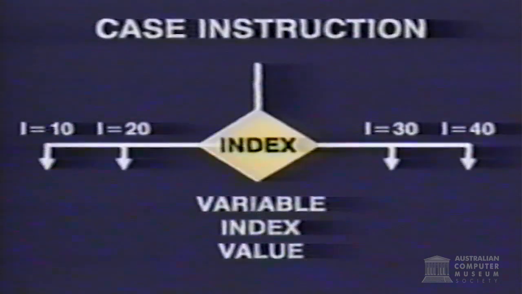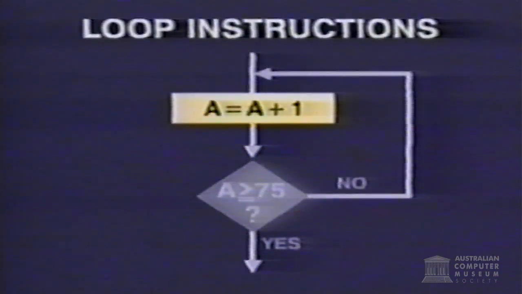The case instruction is an example of a program control instruction that performs a more sophisticated operation, multiple conditional branches. The value of a variable index determines which branch will be taken when the program executes. Loop instructions are also provided.